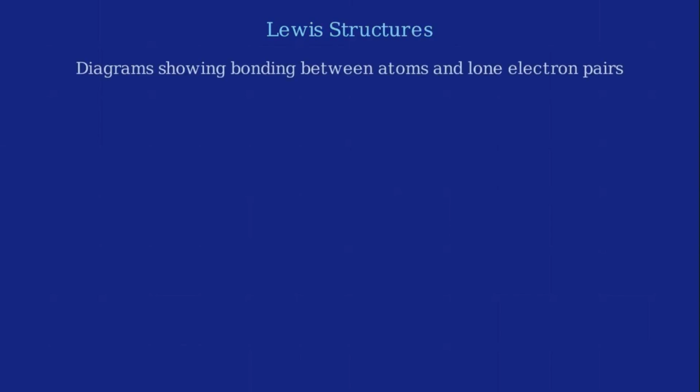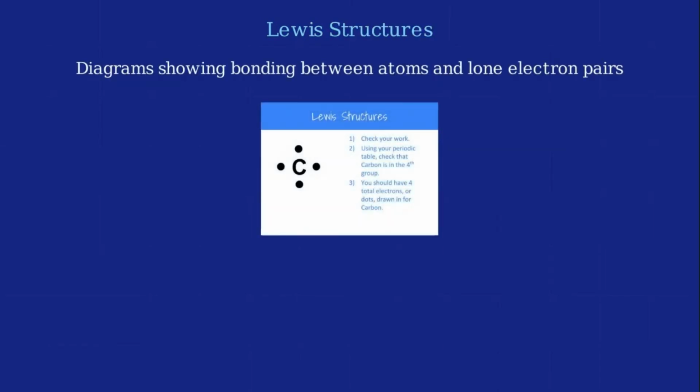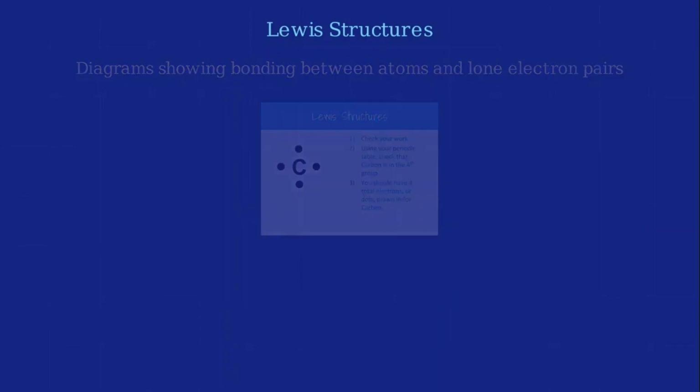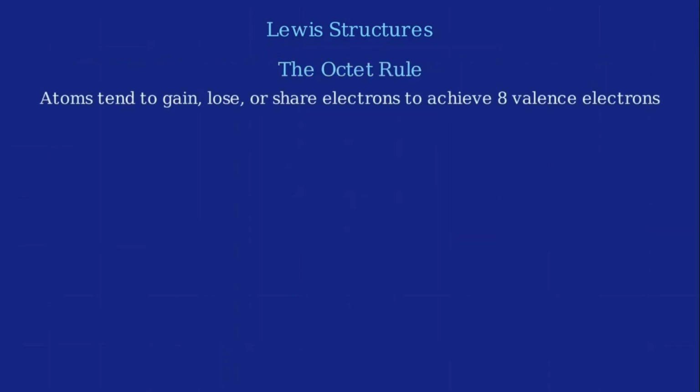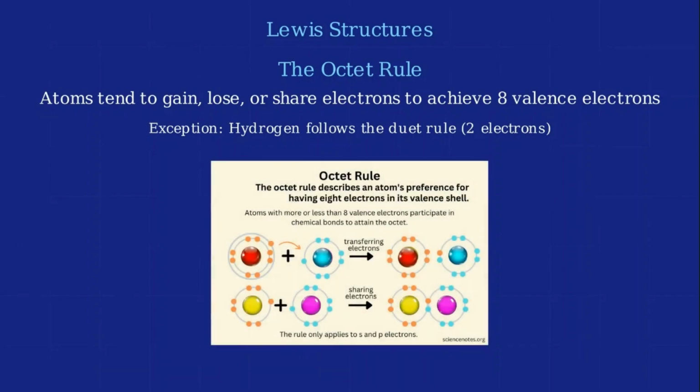Lewis structures, also known as electron dot diagrams, show the bonding between atoms in a molecule and any lone pairs of electrons. According to the octet rule, atoms tend to gain, lose, or share electrons to achieve a full valence shell with 8 electrons. Hydrogen is an exception, following the duet rule with just 2 electrons.